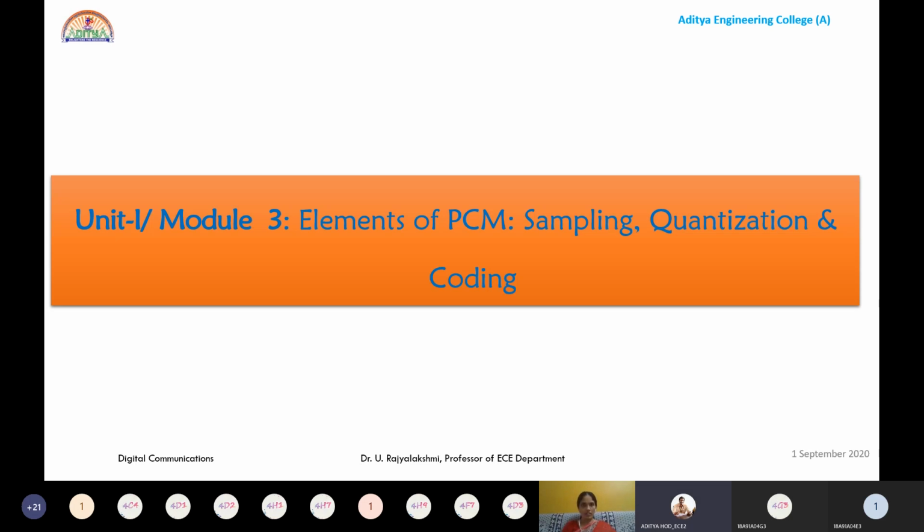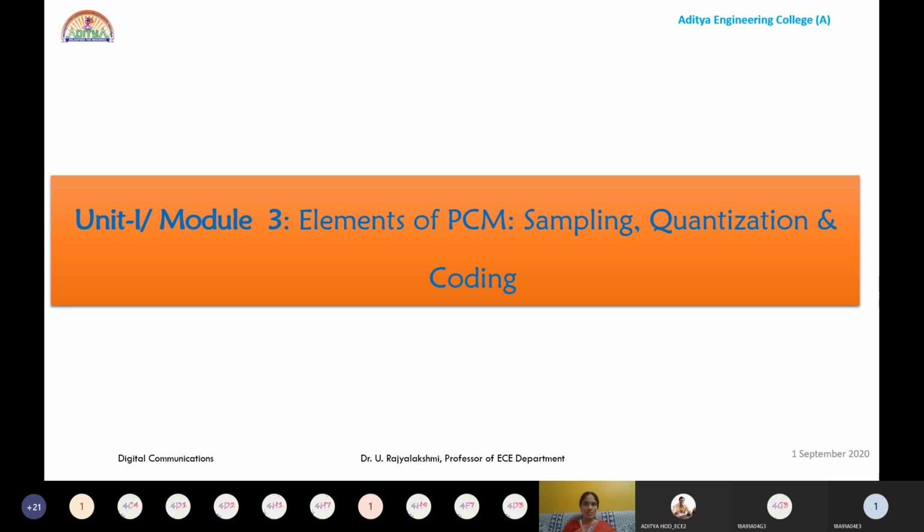Today we can discuss the elements of PCM. So what we can discuss regarding the coding section. In the last class we discussed the sampling and quantization.